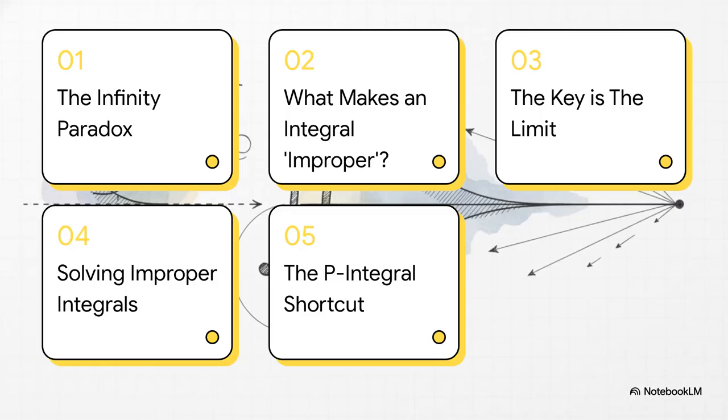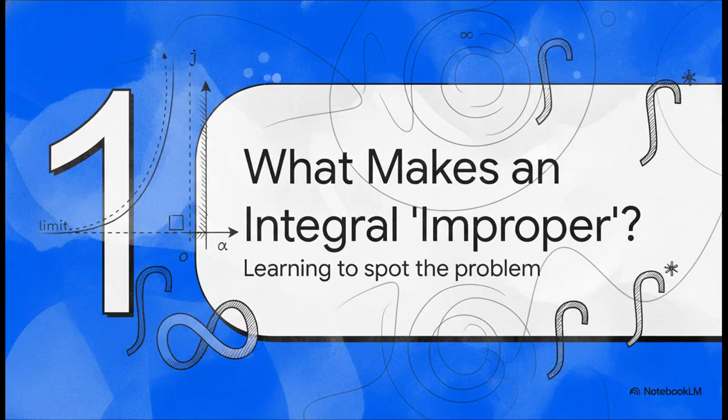All right, here's our game plan. We'll kick things off by understanding what makes an integral improper in the first place. Then we'll introduce the key tool we need to solve them, the limit. After that, we'll get our hands dirty with some examples, and then I'll show you a really cool shortcut at the end. Okay, so first things first, what does it even mean for a definite integral to be improper?